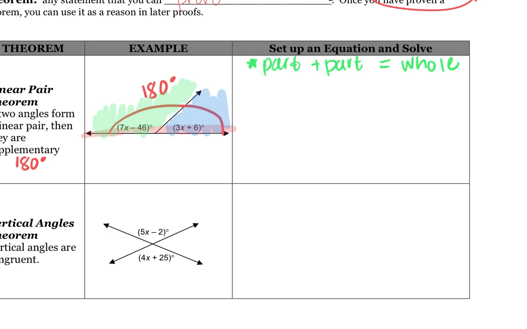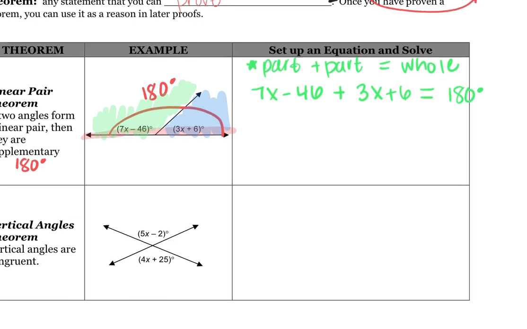Okay, so I'm going to grab 7x minus 46, and I'm going to add it with my other expression, 3x plus 6. I'm going to put it equal to 180 degrees. Okay, so I graphed each part that they gave me, which were my expressions, so each part of the angle, and then I knew it had to equal 180. Okay, it's a line, a straight line.